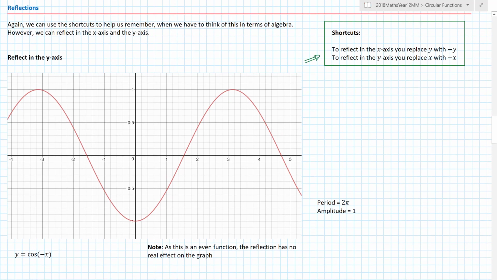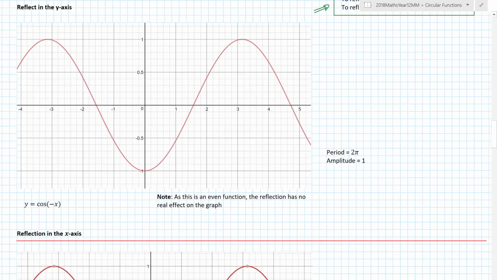When we reflect, again, really helpful to remember the shortcuts. This is what we did at the start of the year. All right, so when you reflect in the x-axis, you replace y with -y, and when you reflect in the y-axis, you replace x with -x. And so what I'm now going to do is take my cosine function, y equals cosine of x, and what normally looks like that is just going to flip. And you can see now, because I'm just reflecting, my maximum and minimum stays the same. My period stays the same. The only thing that changes is the physical form of the graph, right? And that might come in really handy later on.